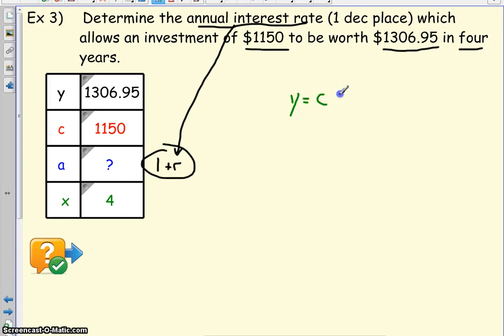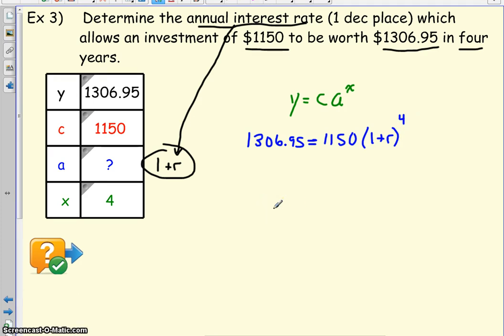So again, let's start by writing out my equation. Y equals c times a to the x, and put in everything I know. So I know I am going to end with 1306.95. I know I'm starting with $1,150. And my base is going to be 1 plus r at this point, and I know that my x, my number of years, is going to be 4. Now again, I have everything here.